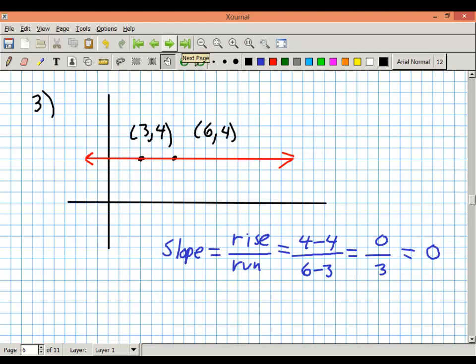Okay, look at case 3. This time my line is horizontal. And one point is (3, 4). The other point is (6, 4). Notice they have the same y coordinate when you have a horizontal line.